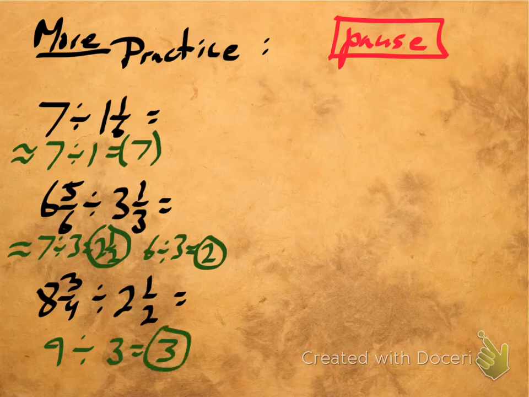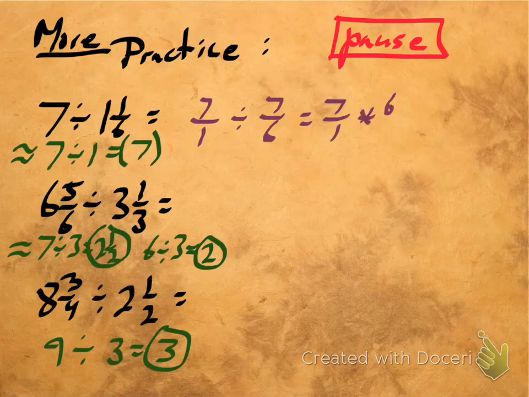All right, now let's go ahead and do the actual problems. The first one, we're going to change into 7 over 1 divided by 1 1/6 becomes 7/6. So I change both numbers into a fraction. Next, I rewrite where the first fraction stays the same, the division sign changes into a multiplication, and we flip the 7/6 into 6/7.